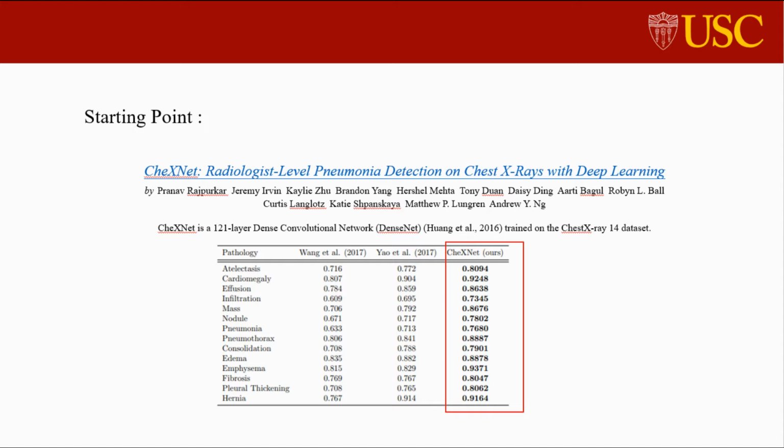Our starting point is this paper: CheXNet: Radiologist-Level Pneumonia Detection on Chest X-rays with Deep Learning. They used CheXNet, which is a 121-layer DenseNet. And they got a very good result, which is way better than former results. We will compare our result with this in the result part.